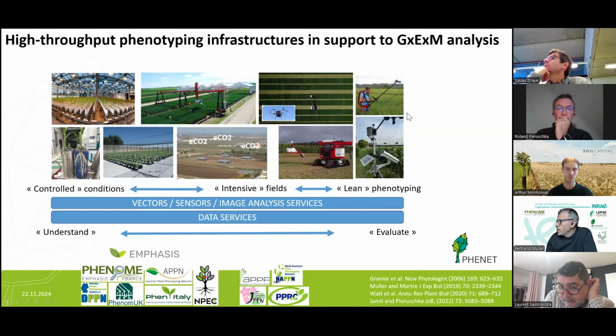I will not go into detail, up to what we could call more lean phenotyping practices in fields. It's backed by services around image analysis and data. And this European infrastructure is supported by several national infrastructures. You can see the several logos here.